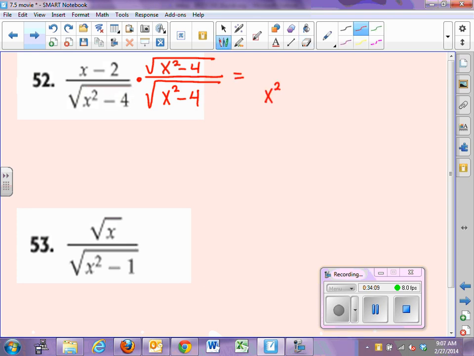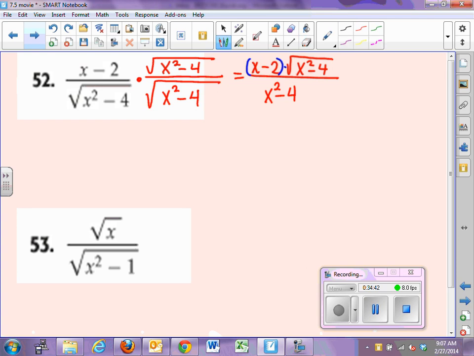So the bottom just has x squared minus 4, which is great. There's no more radical left. Now on the top, I get x minus 2 times the square root of x squared minus 4. It's really important to understand that x minus 2 is one quantity, so I'm going to put it in parentheses, and this is multiplication. Why did I do that? Because I didn't want you to think that only the 2 got multiplied by this, but both the x and the minus 2 would have to be multiplied by that radical.